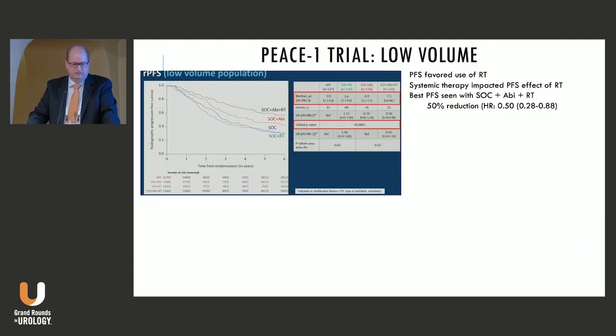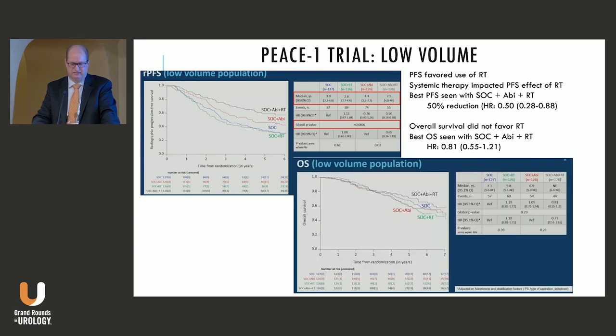And so here is the progression-free survival in terms of the low-volume group. Progression-free survival did favor radiation, but there was an interaction between systemic therapy and radiation therapy such that the effect did vary. The best progression-free survival was seen with standard of care plus abiraterone plus radiation, which had a 50% reduction in progression compared to standard of care with abiraterone without radiation. But in the absence of abiraterone, radiation therapy didn't improve progression-free survival, even in the low-volume disease.